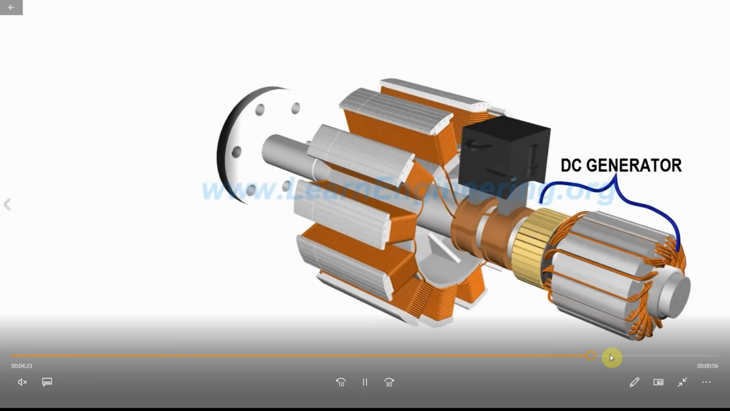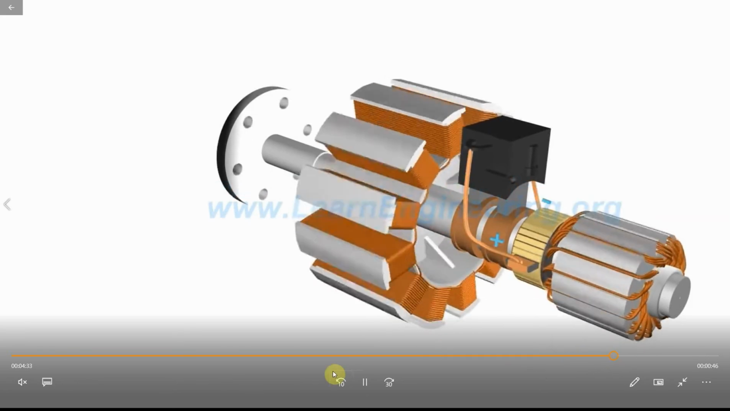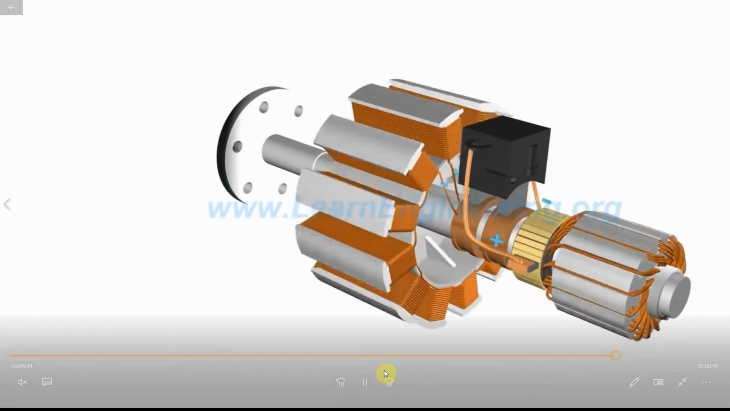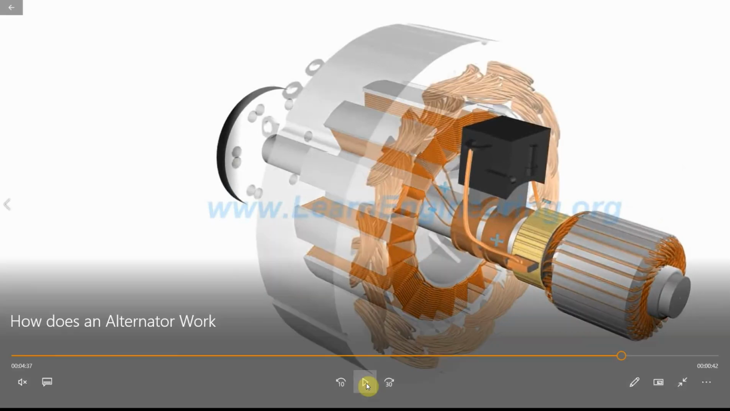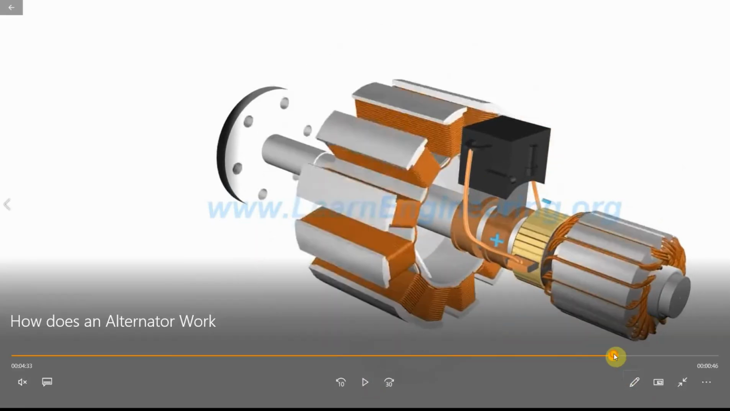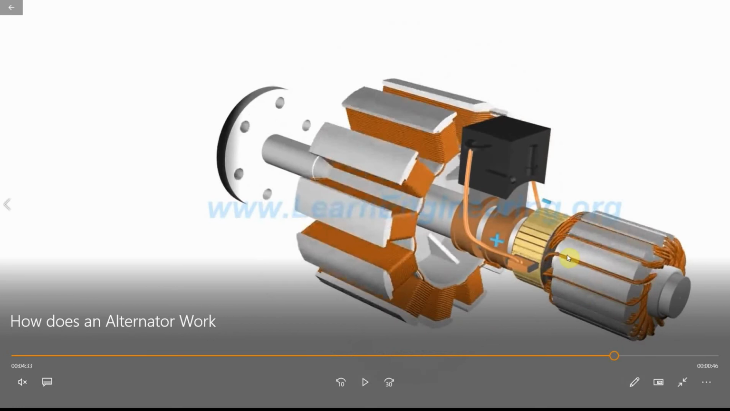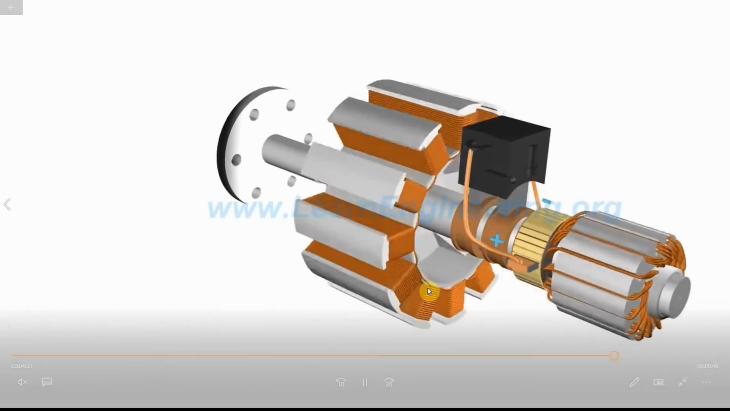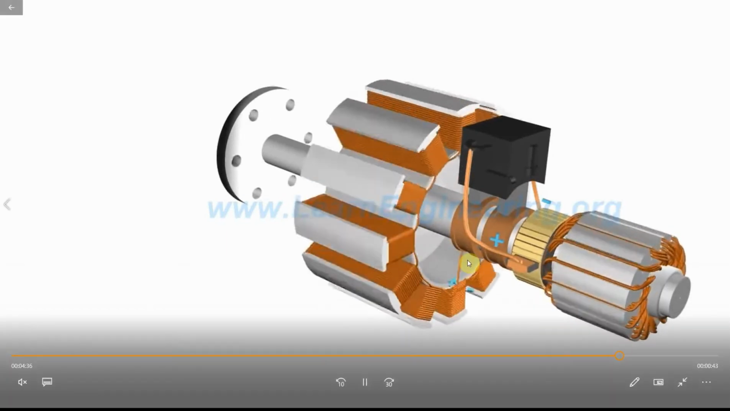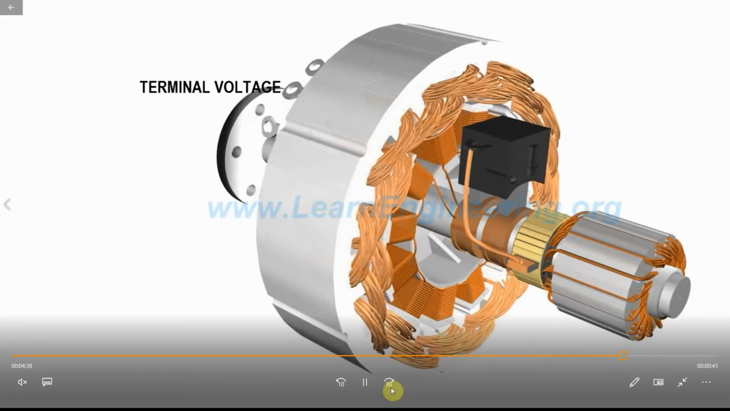That I told you. This is a DC generator that is mounted on the shaft to provide the DC supply to the field. Have you understood this? Why is the DC generator there? Because the DC generator is there to provide the DC supply to the field. Now, this is the stator.